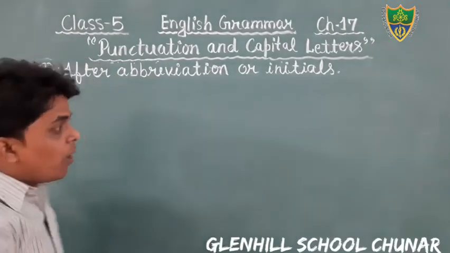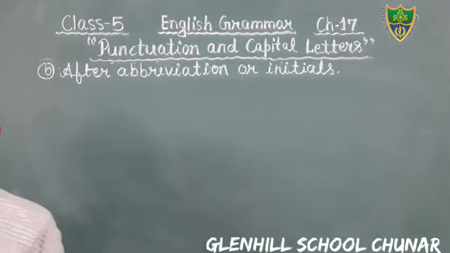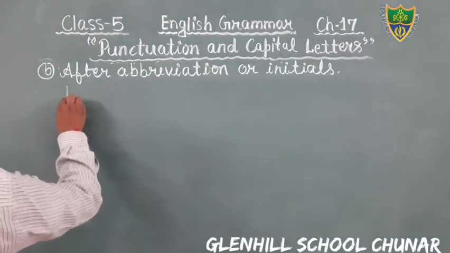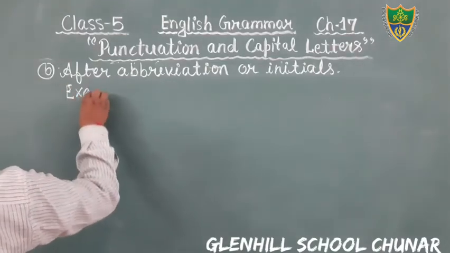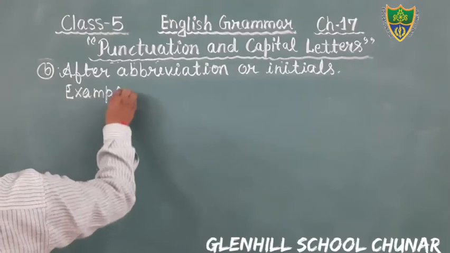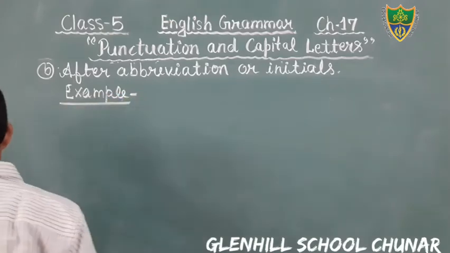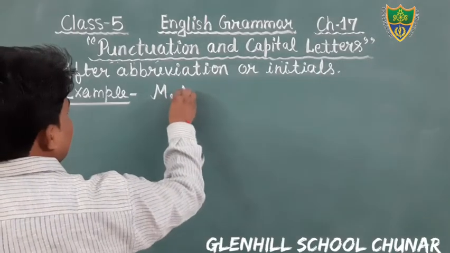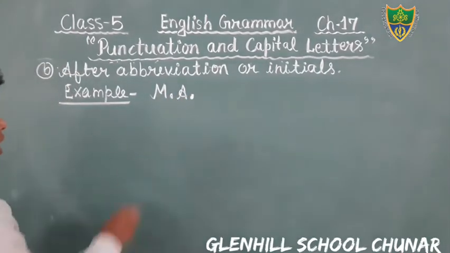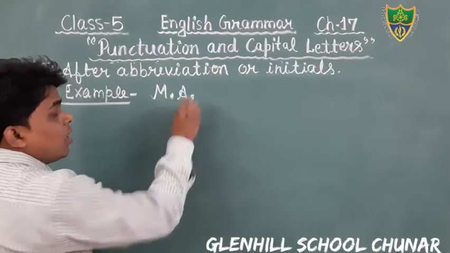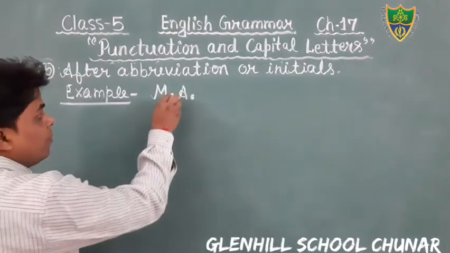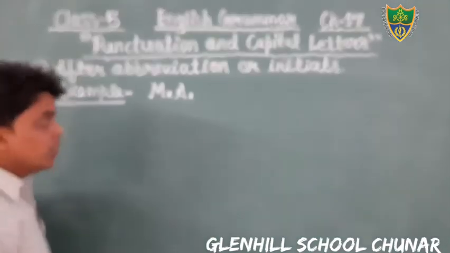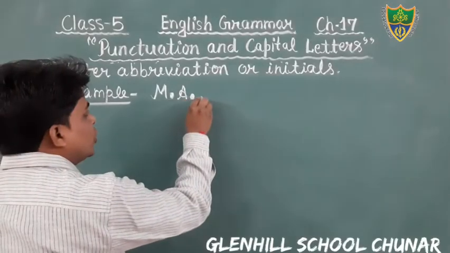After a short form also, what do we do? We put a full stop. Let's see an example. Just see, students, the first example: M.A. After M, MA means Master of Arts. After M we will use a full stop, after A we will use a full stop.